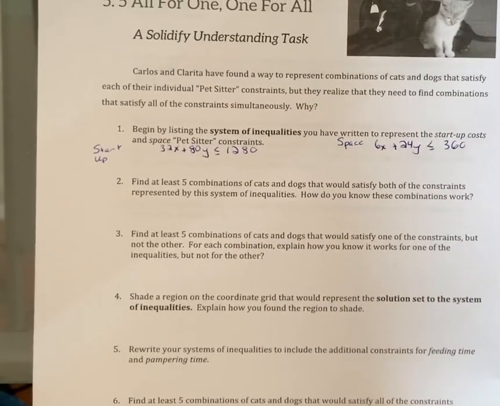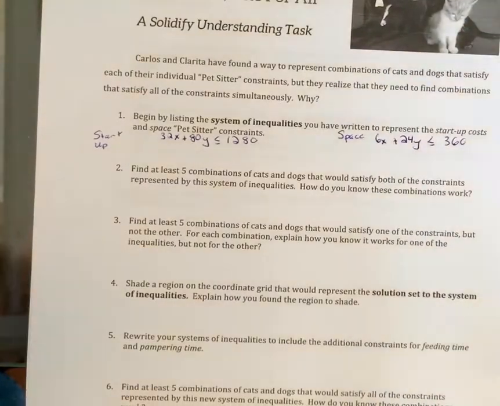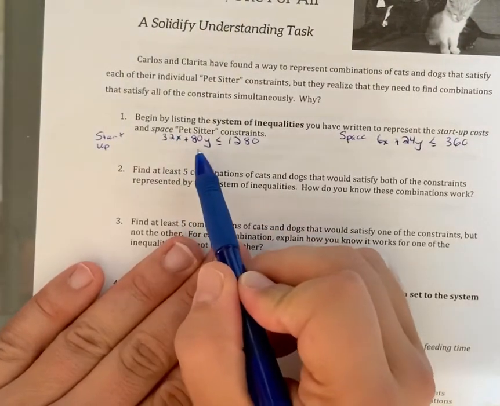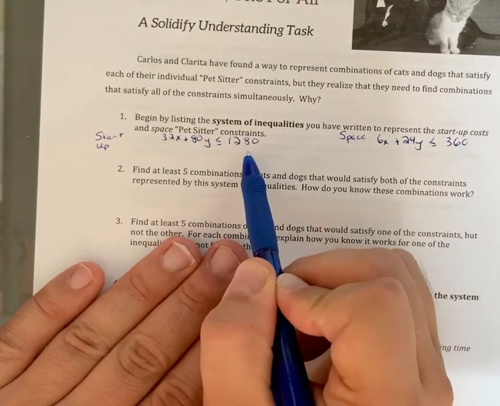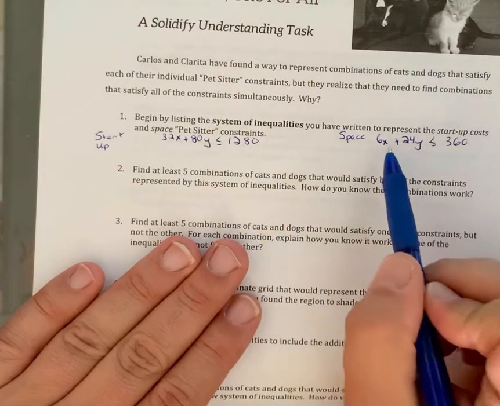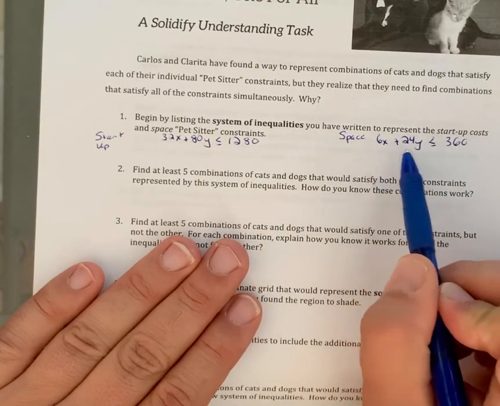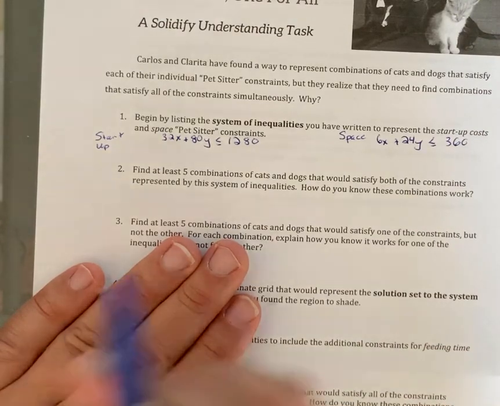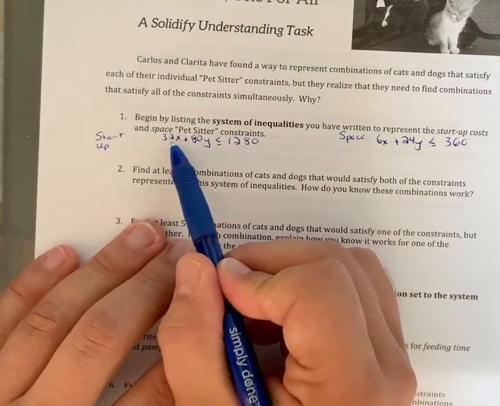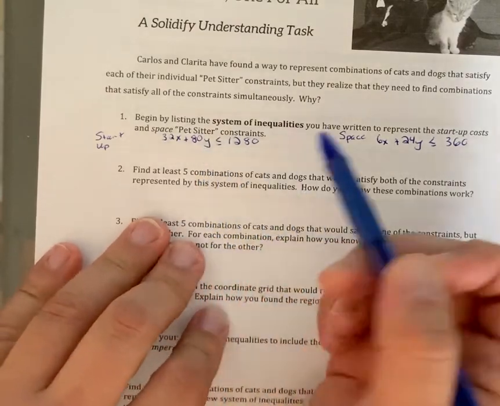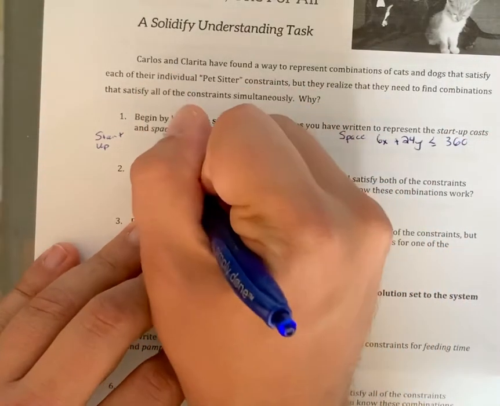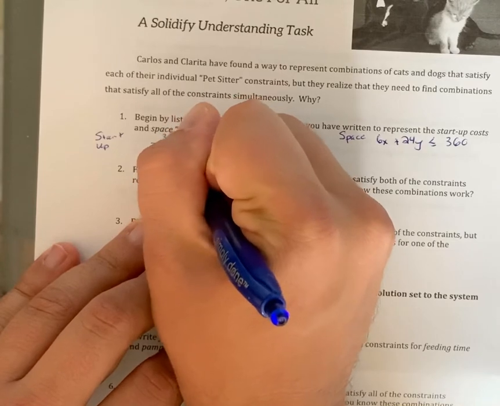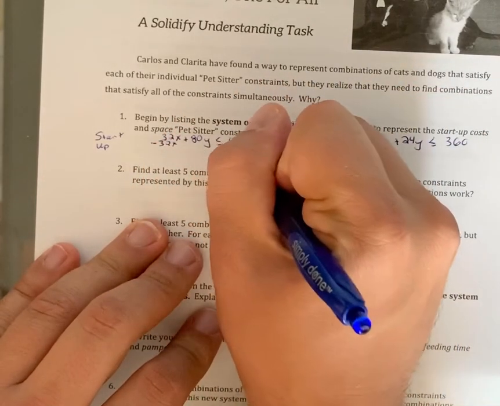So we're going to look at the startup costs, which is 32x plus 80y is less than or equal to 1,280. And our space equation, which is 6x plus 24y, is less than or equal to 360. So what I'm going to do is solve each equation for y and put them in slope-intercept form. So I'm going to subtract 32x from both sides.